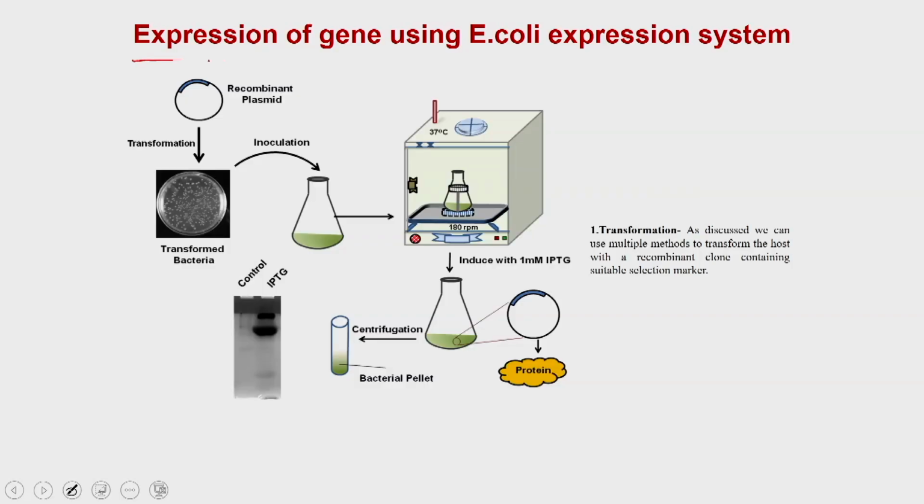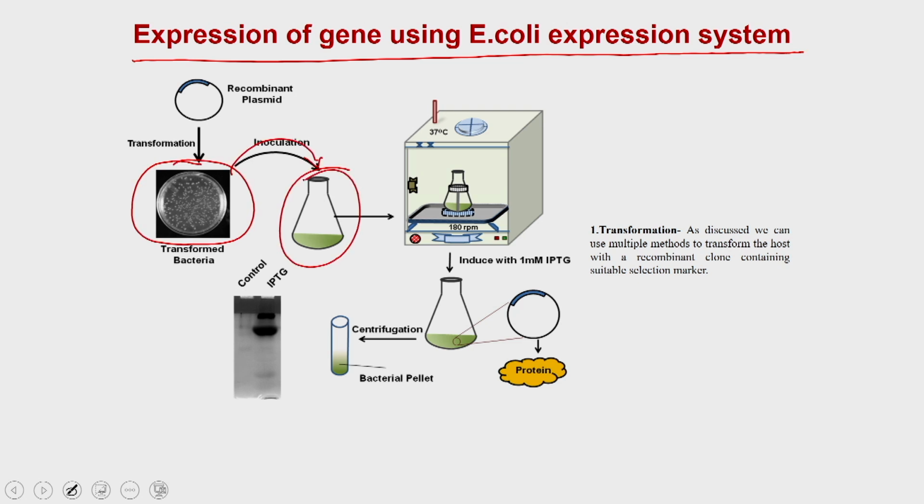Expression of a gene using the E. coli expression system is very simple. First you do the transformation, you get the transformed colonies, and you inoculate a few colonies into your media and let it grow. When it reaches an OD of 0.6, you induce it with 1 millimolar IPTG, and it starts producing the protein. After that you centrifuge and check. If you run it on SDS-PAGE, in the control you do not have the band for that overexpressed protein, whereas in the IPTG-induced samples you have the protein of your interest produced by the bacteria.